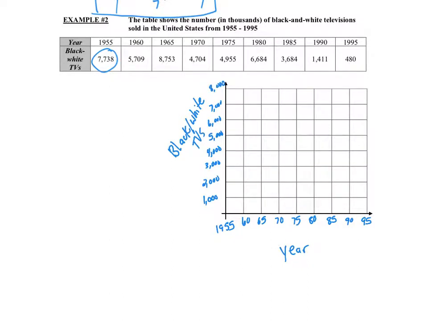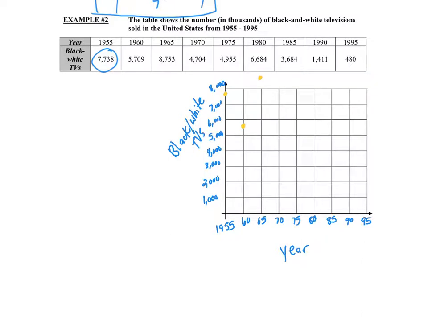And again, you can just sketch this graph. I know many of you can't print. So we put the points on here. The first point is 1955, and then 7,738 is going to be right about here. And then 1960, and then 5,700. 65, it goes up to 8,700. So that one goes up above the 8,000. It's going to be somewhere up here.